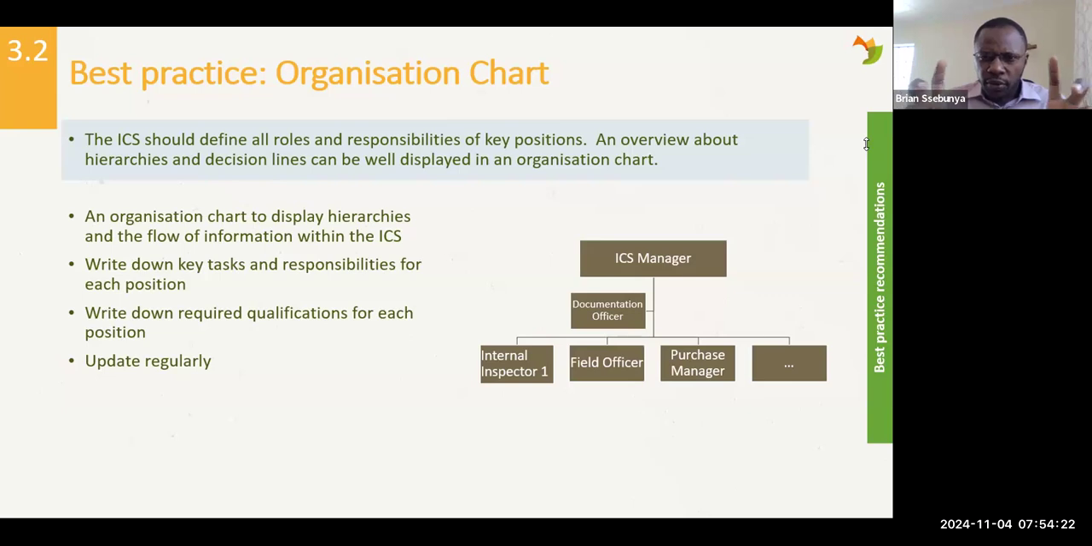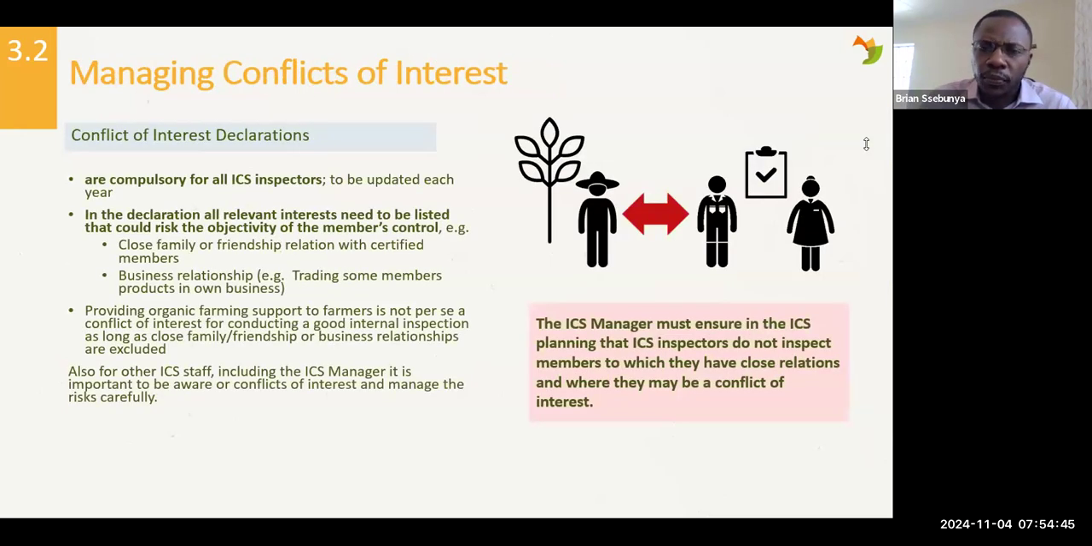I'm sure for most of you, you have this, and then the role of each one of these persons or individuals has to be mentioned. Luckily for the ICS manager, you pick from the regulation, it's already indicated. For the internal inspector, it's already indicated. Then for the others, obviously, you also detail them.